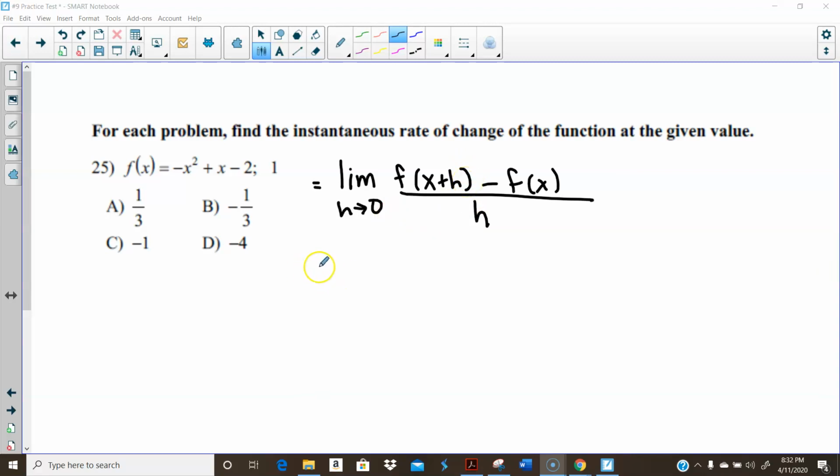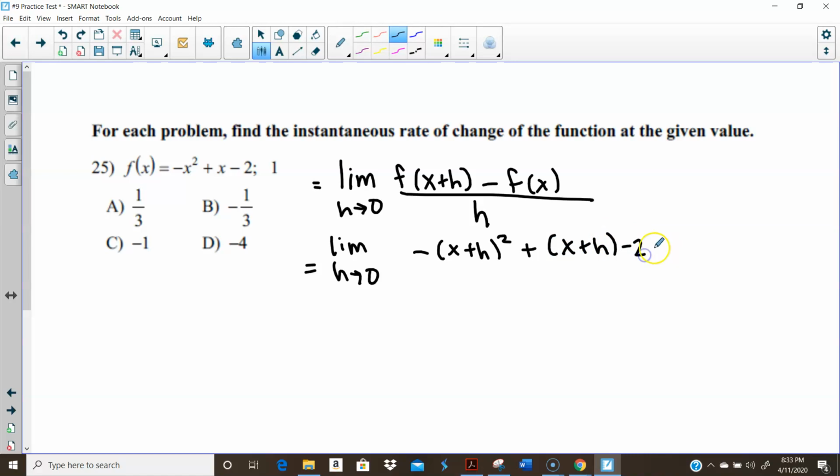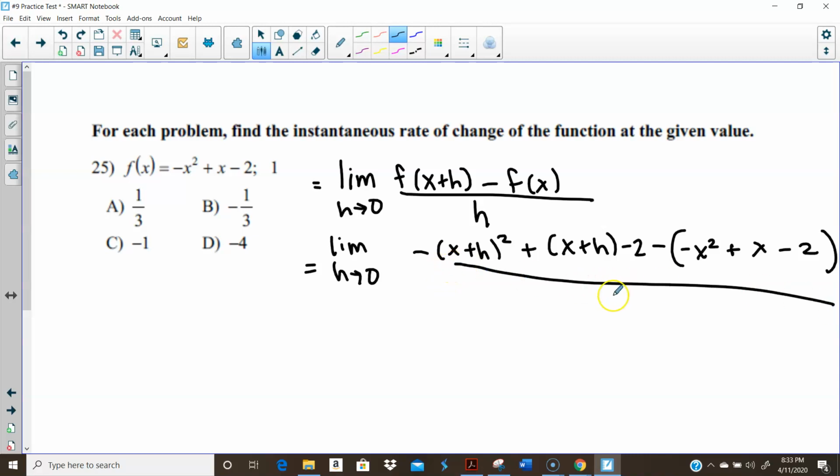And so the first thing I'm going to do is this is f of x, so I'm going to go ahead and find the limit as h approaches 0. Again, I can't use direct substitution because that will give me 0 on the bottom. And everywhere I see an x, I'm going to put in an x plus h. So this is the opposite of x plus h squared plus x plus h, subtract 2. Then I'm going to subtract f of x, and f of x is the opposite of x squared plus x subtract 2, and this whole thing is over h.